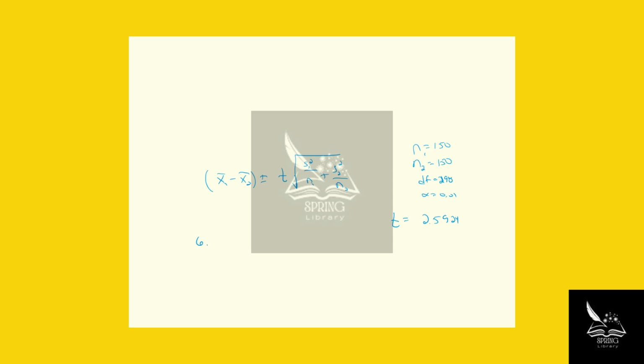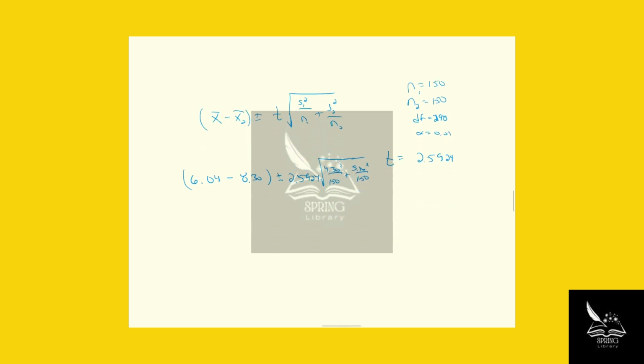Okay, so the first sample mean is given as 6.04. The second, 8.30. The first standard deviation is 4.30. And the second, 5.16. Okay.